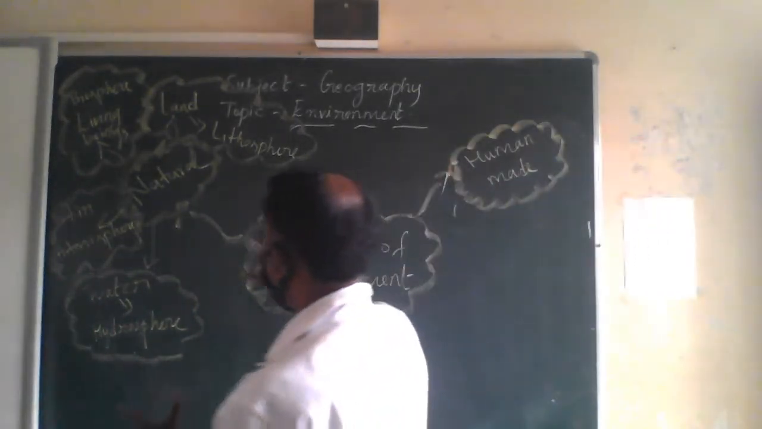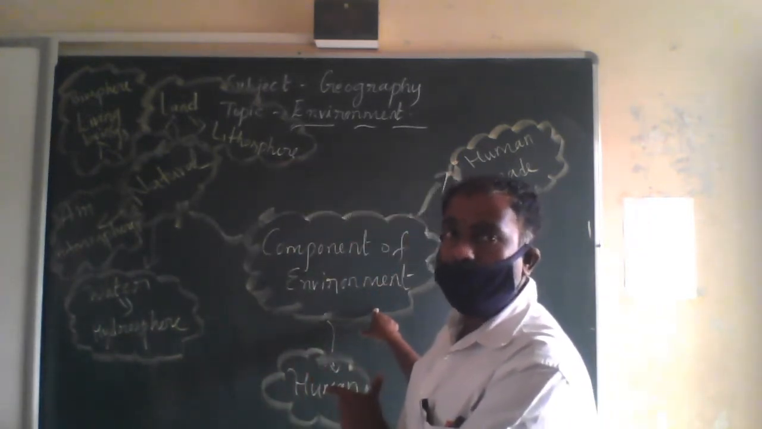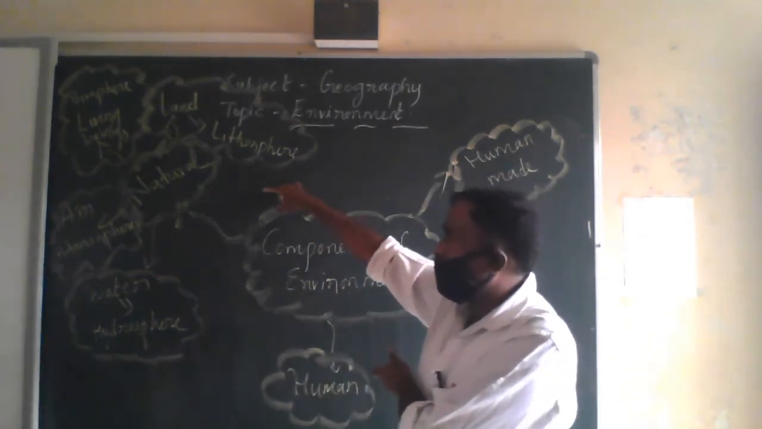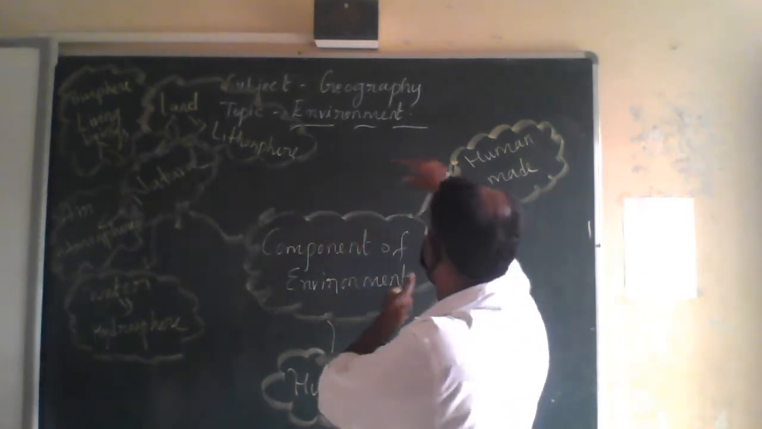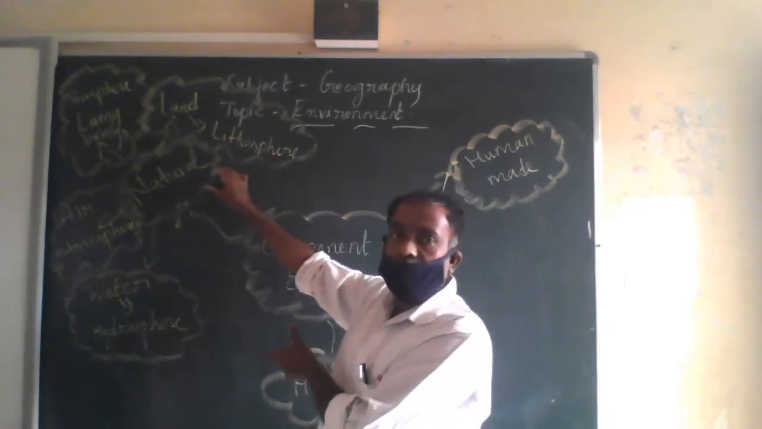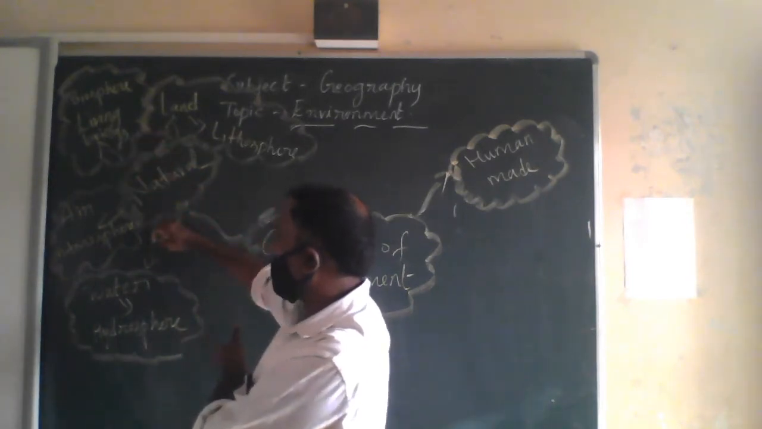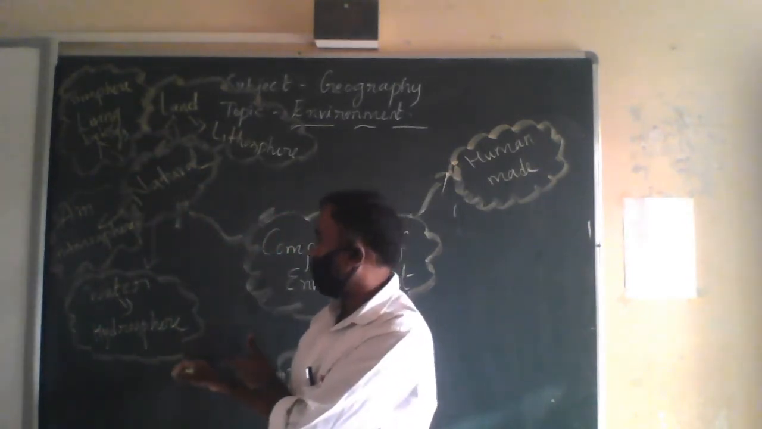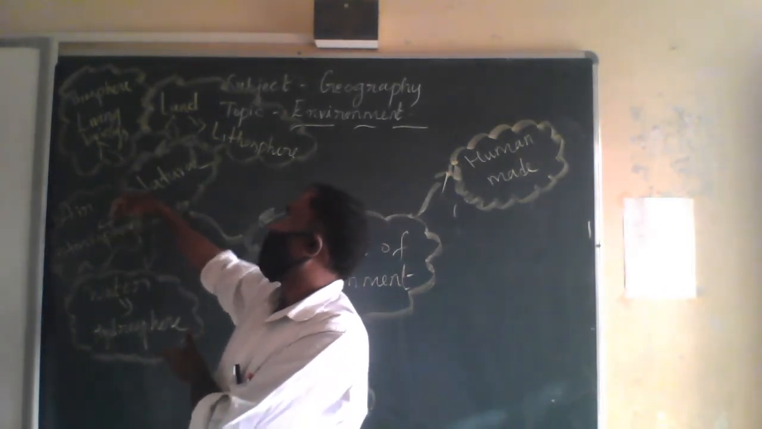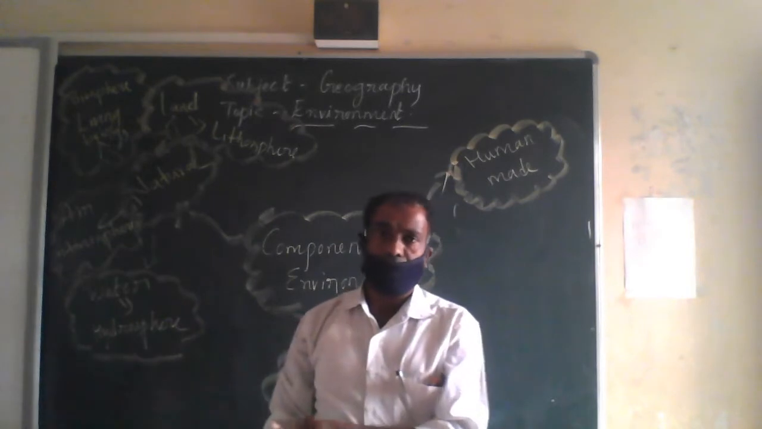So these are the major components of the environment, and we divide them into three: natural environment, human-made environment, and human environment. Here, the natural environment consists of lithosphere, biosphere, atmosphere, and hydrosphere. The hydrosphere refers to the domain of water, the atmosphere refers to the air, the biosphere refers to living beings, and the lithosphere is about the land.